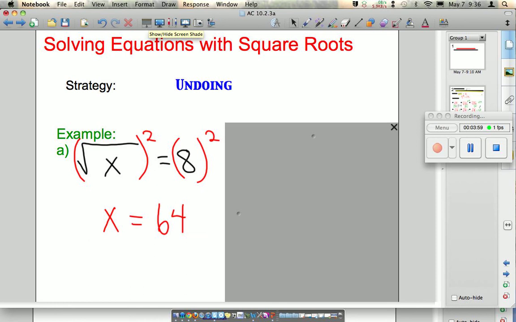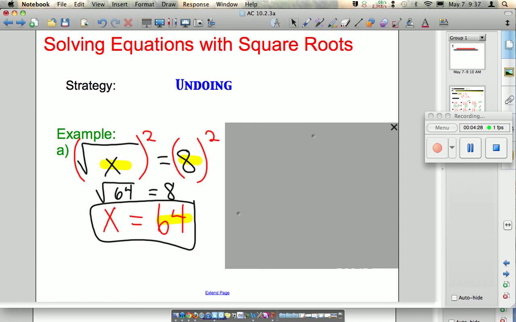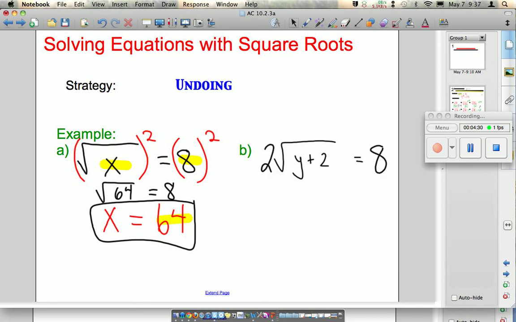Apparently I'm done. It was that easy. I should be able to check. If x is 64, I can put 64 right here and see if I get 8 like I'm supposed to. So I'm going to take the square root of 64, and I'm going to ask myself what number squared gives me 64, and the answer is 8. So it is in fact right. The 64 is the solution to my equation. Undoing. That's what we're going to do to solve rational equations like this.